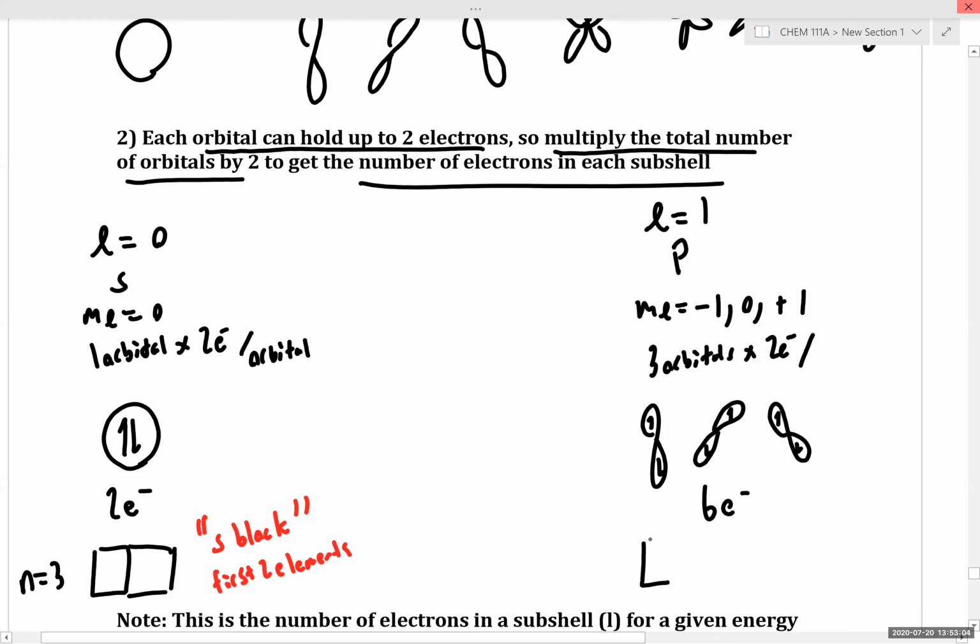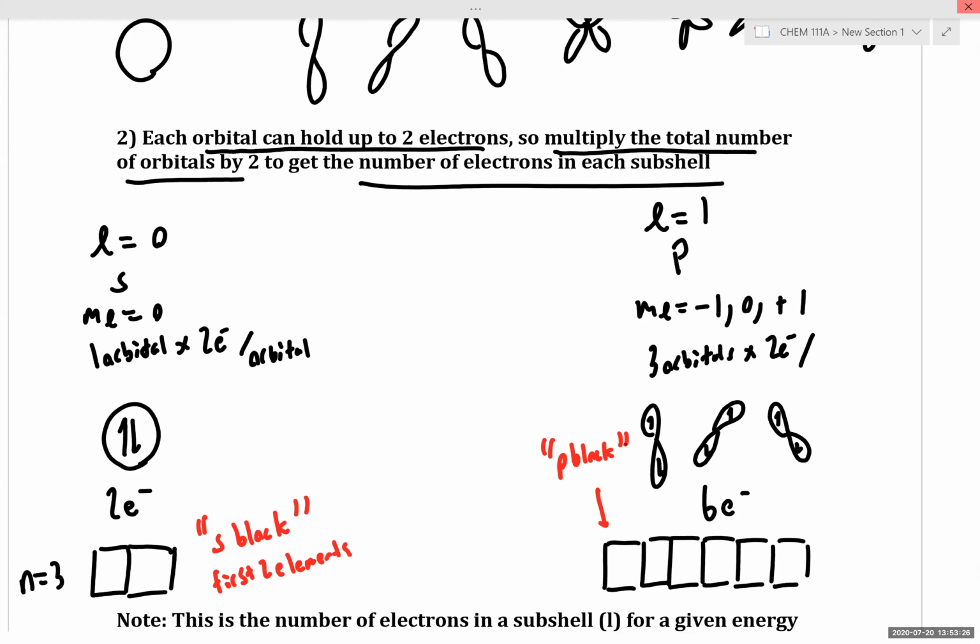Now you may notice that on the far right of the periodic table, you'll notice a block of 6 elements. And this block of 6 elements is known as the quote unquote P block. So we're slowly starting to see this connection between the organization of the periodic table in terms of reactivity, as well as the organization of the periodic table in terms of electron configuration, shells, and subshells.